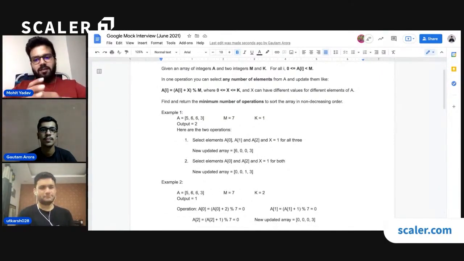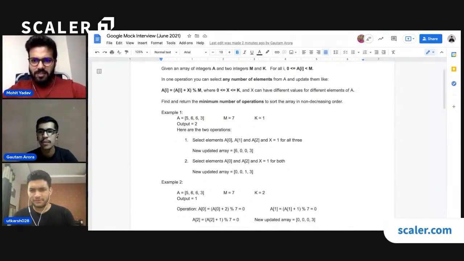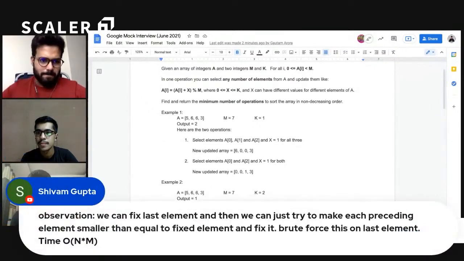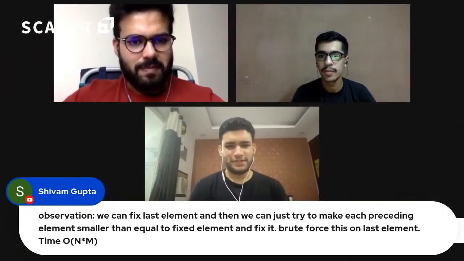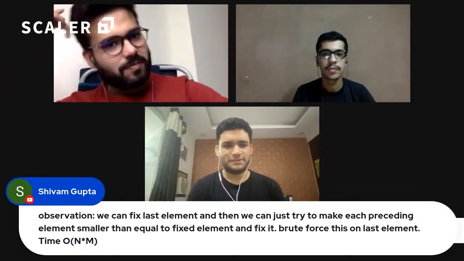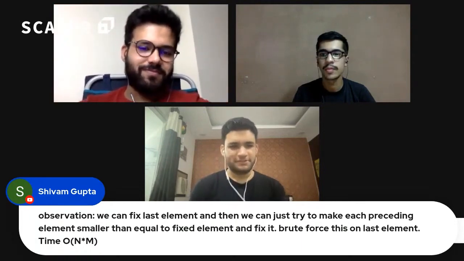So Shivam has an observation, time complexity is n into m. We can fix the last element, and then we can try to make each preceding element smaller than or equal to the fixed element. Brute force on the last element this time. The observation is very correct, Shivam.